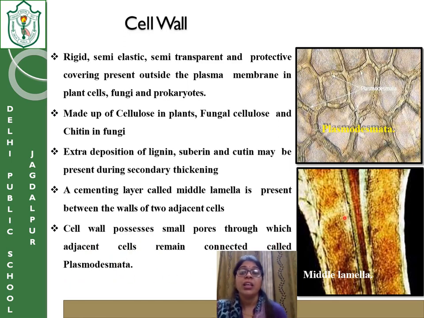Now, that is what I say. Middle lamella is there, and in the middle lamella there is a formation of plasmodesmata, which is present in the form of small pores on the cell wall, which helps to connect the neighboring cells. The transportation of things or any kind of communication is done between the two adjacent cells with the help of the plasmodesmata, which is basically done through the middle lamella.